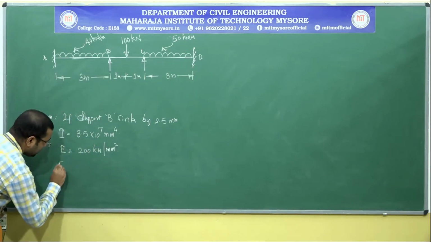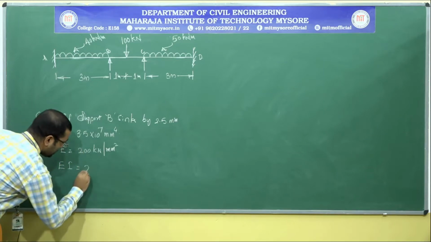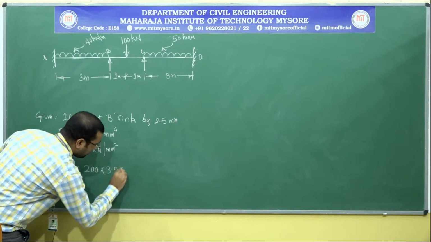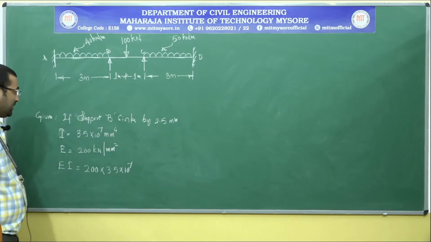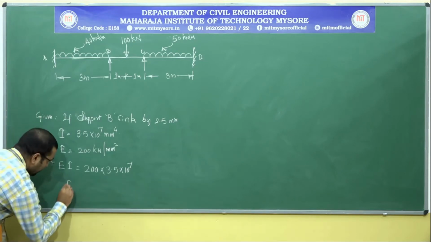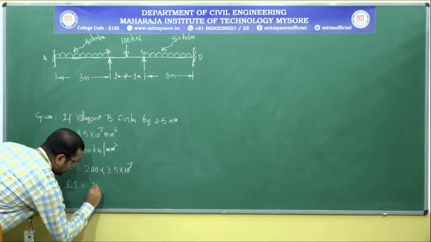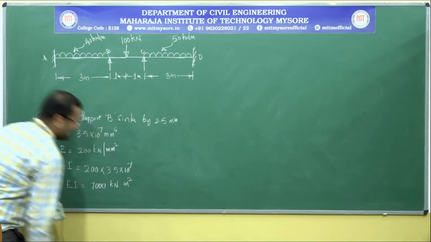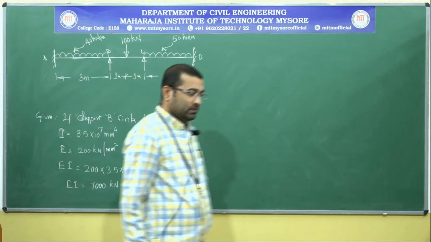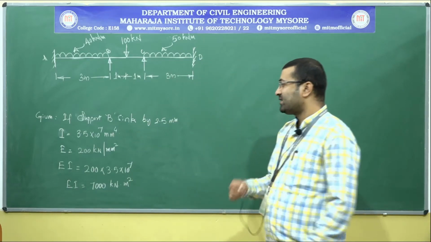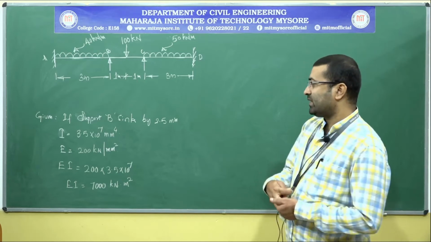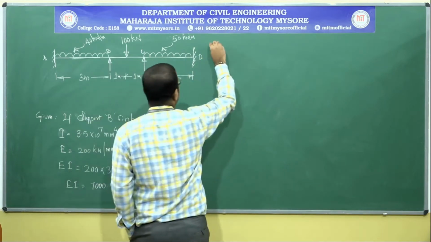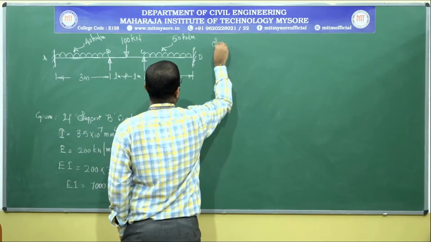So let me calculate the EI value. E is 200 kilonewton per millimeter square, I value is 3.5 into 10 to the power 7 millimeter raised to 4. So this value yields to 7000 kilonewton meter square. So we have to use the EI value as 7000 kilonewton meter square. Right. So now let me start with step by step solution.